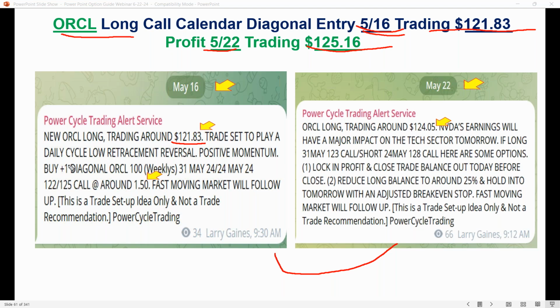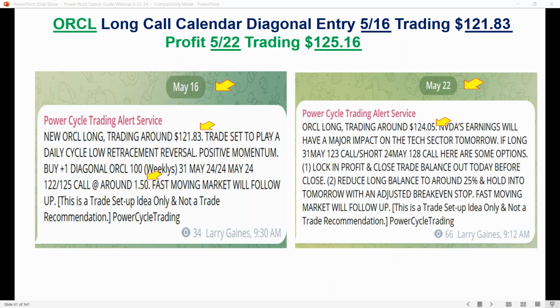So you can see here it says trading there. The trade was set up to play a daily cycle low retracement. So it's retracing off a moving average, and it had good momentum, so it looked like it was going to push to the upside. So we went out and bought the 31 May and sold the 24 against it, the 122, 125, at around $1.50. And then on the 22nd it was trading at 124.05, so we took the trade off and started to take a profit there.